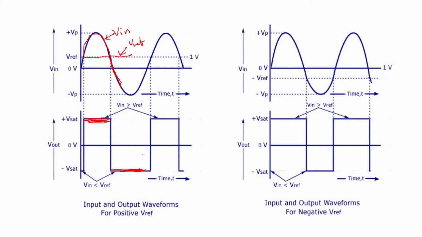Similarly, if you take a negative reference voltage as shown in the second figure here, the reference voltage is taken down. This is Vref, and this is your V in. Now whenever the input signal is more than the reference voltage, the output is at plus saturation, and whenever the input signal is less than the reference voltage, the output is at negative saturation, minus Vsat. So similarly you will get a square wave type waveform at the output.